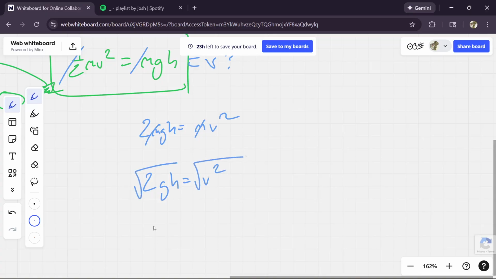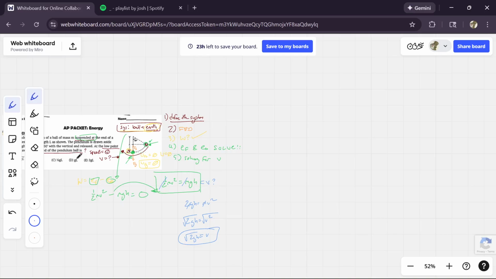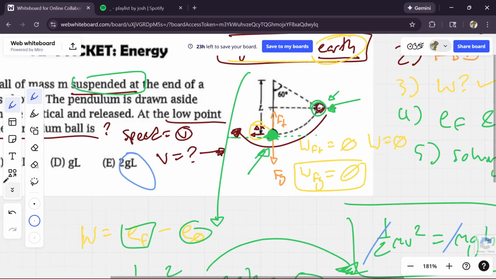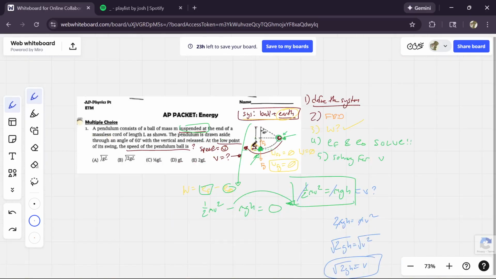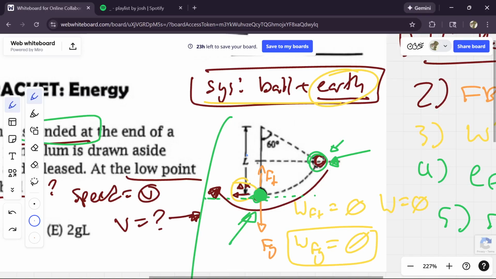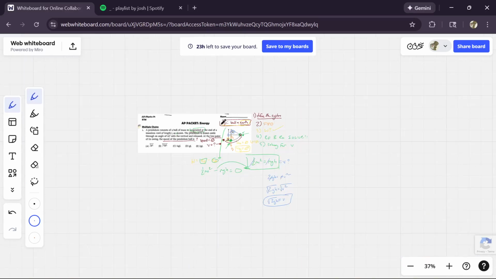Square root both sides. So we get square root of 2gh is equal to v. So this is almost our final answer, but you can see they're not asking us for it in terms of h, they're asking us for it in terms of L. And generally, if they give you this and they give you an angle, you're going to have to use it. And so we're going to use it right now.